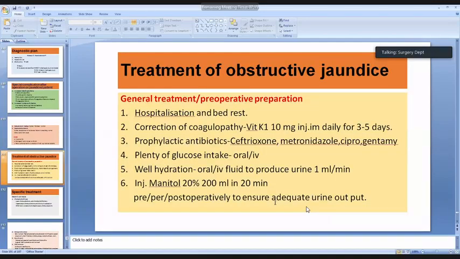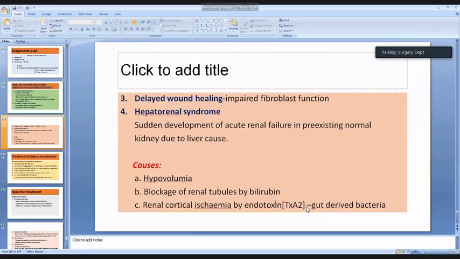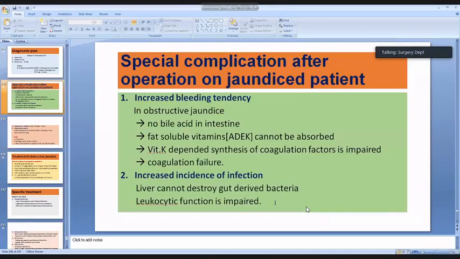So after diagnosis is made as either cholelithiasis or others, then we have to go for treatment. You know, in obstructive jaundice, there are some problems of operation without preparation. So before advocating treatment, we have to know this problem.